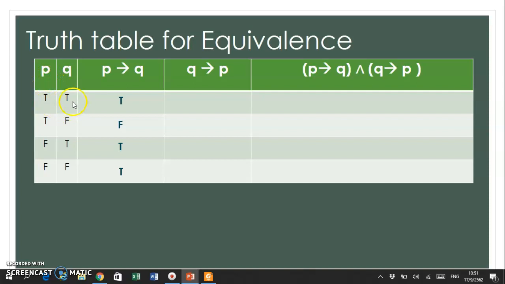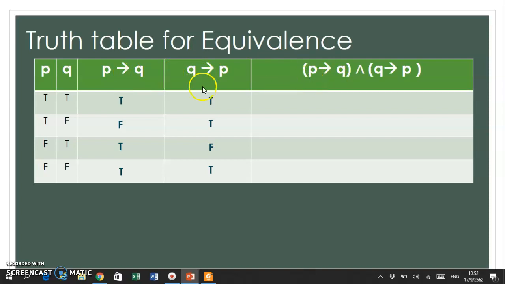So if true, then true, well, that would be true. If false, then true, well, that would be true. If true, then false, that would be false, because our expectation was not met. And if false, then false, that would be true. Okay? Now here, again, you guys got practice last class with truth tables. This is our conjunction of both these statements that is equal to your equivalence statement.